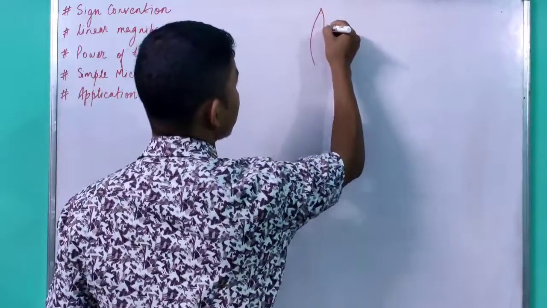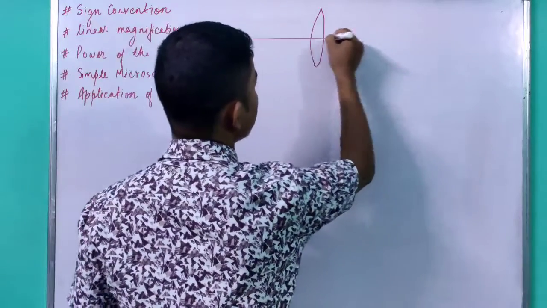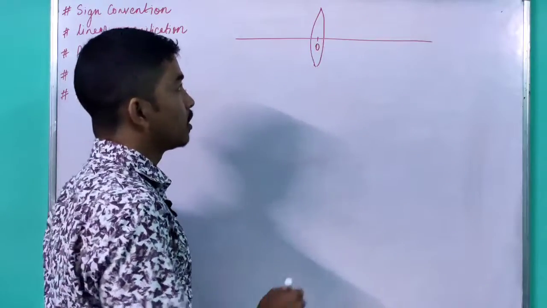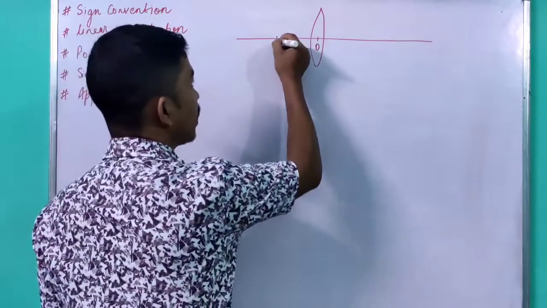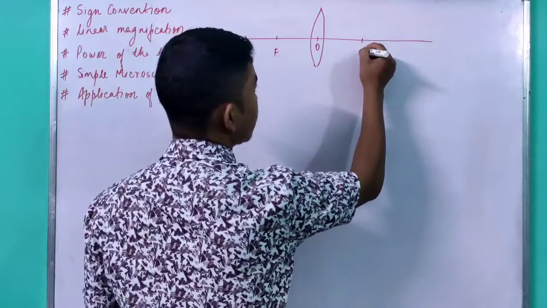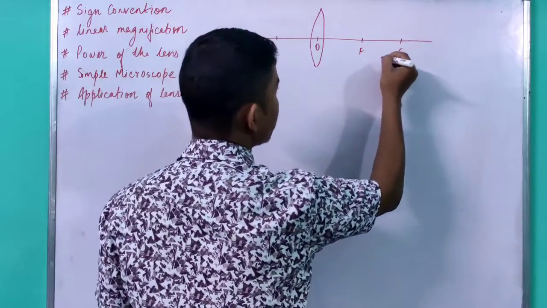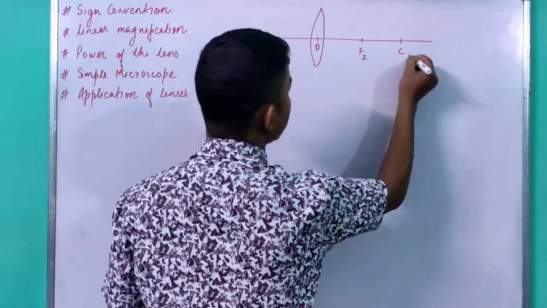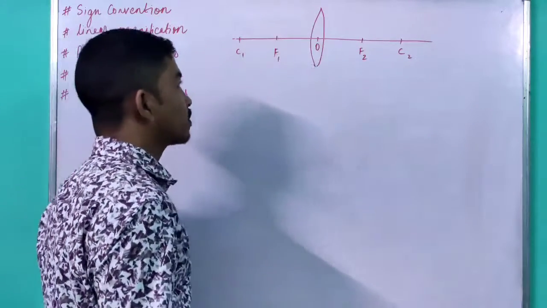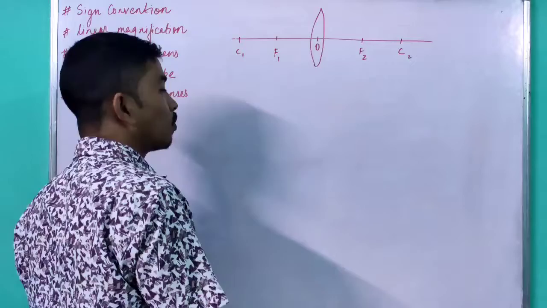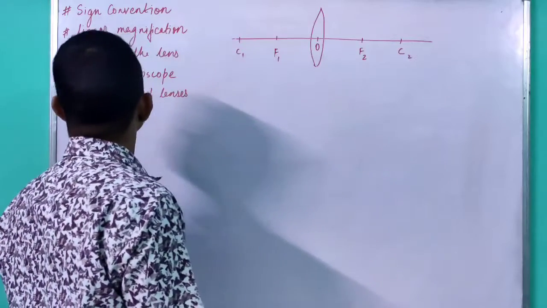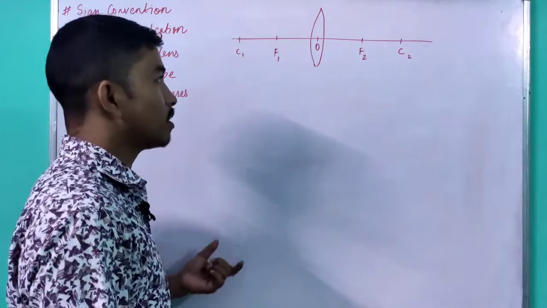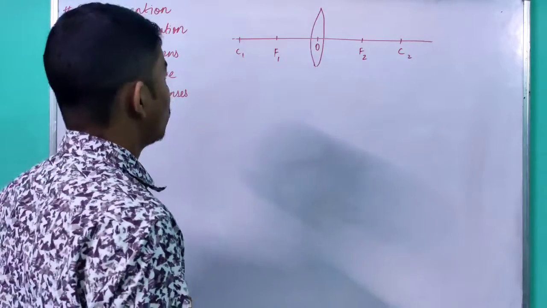Suppose I draw a convex lens. This is the principal axis, this is the optical center, and any distance is measured from the optical center. So if I have a focus here, the second focus, and the centers of curvature, C1, F1, F2 and C2. Now in the case of a convex lens, let us see what will be the sign of the image distance, the object distance, the size of the image and the size of the object.